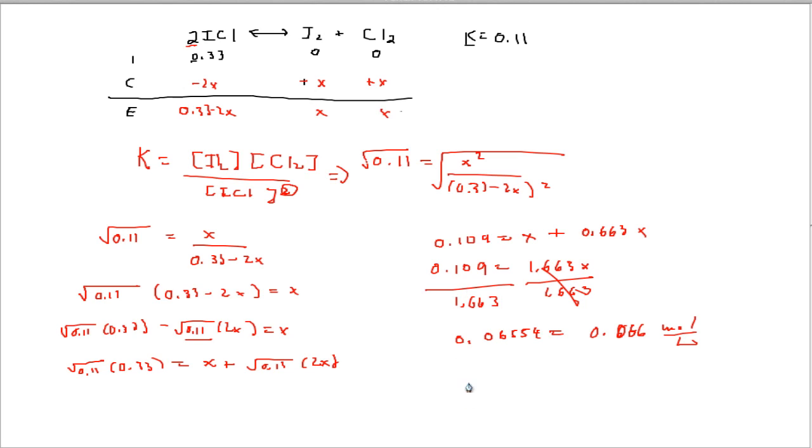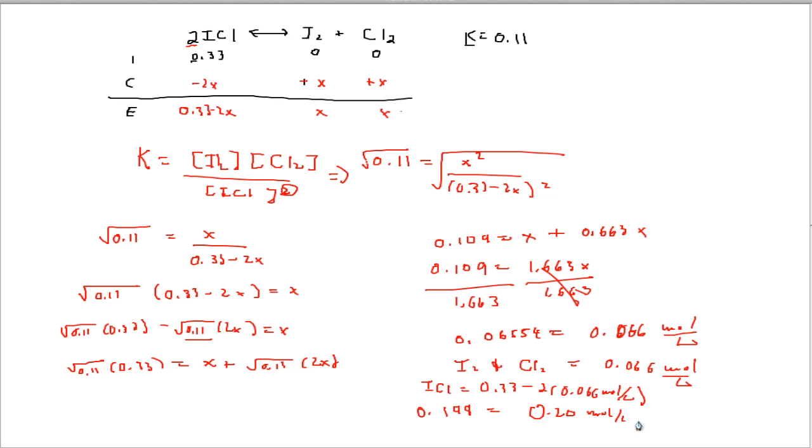So the concentration of I2, iodine, and chlorine will be 0.066 moles per liter, and that of iodine chloride, ICl, will be 0.33 minus 2 times 0.066 moles per liter, which will give us, let's give this a try, 0.066 times 2 and subtract, which gives us 0.198, and we can round that off as 0.20 moles per liter for iodine chloride.